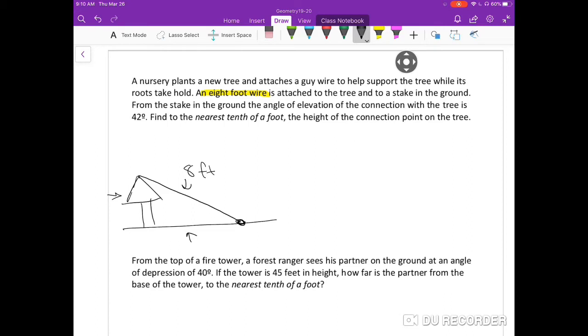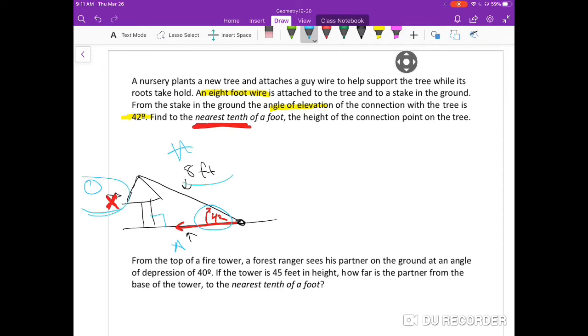From the stake in the ground, the angle of elevation is 42 degrees. Like I said, the angle of elevation is from the ground up, so that's my 42. It's asking for the answer to the nearest tenth, and I think everybody needs a little bit of work on rounding, looking at the answers from the last couple of assignments. Find the height of the connection point on the tree. So we're looking for this height on the tree. If this is my reference angle, this would be my opposite, this would be my adjacent, and with the right angle at the tree, this would be my hypotenuse.